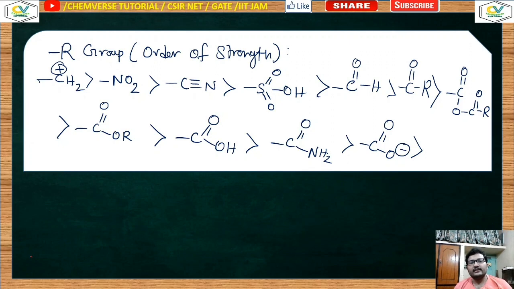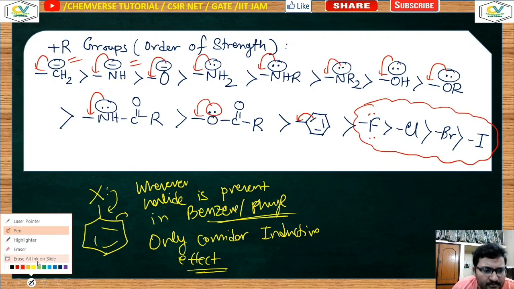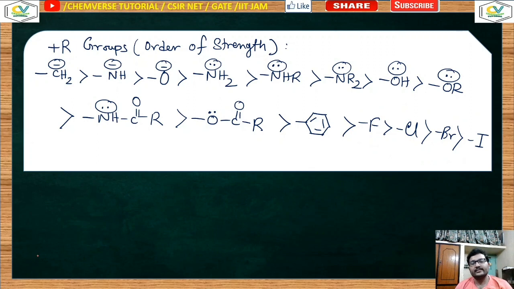Erasing all the ink. Now you can take the screenshot of this minus R group. Okay, and this is my previous slide. I am erasing all the ink. Now you can take the screenshot of this one. You need not mug up all these things. Just focus on the structure, and then you can easily identify which will behave as a good plus R group, good minus R group. So these are very important for your understanding purpose.